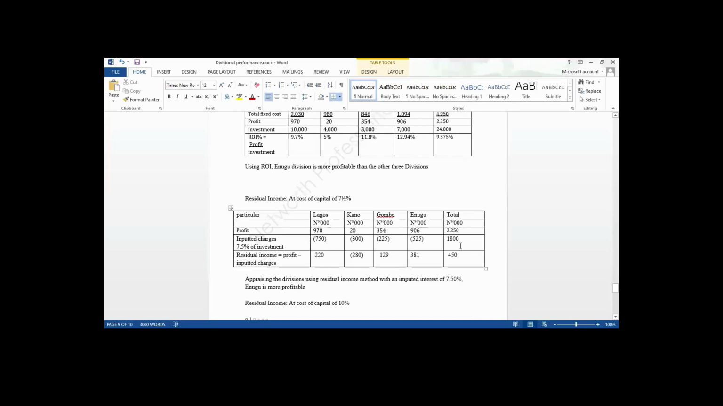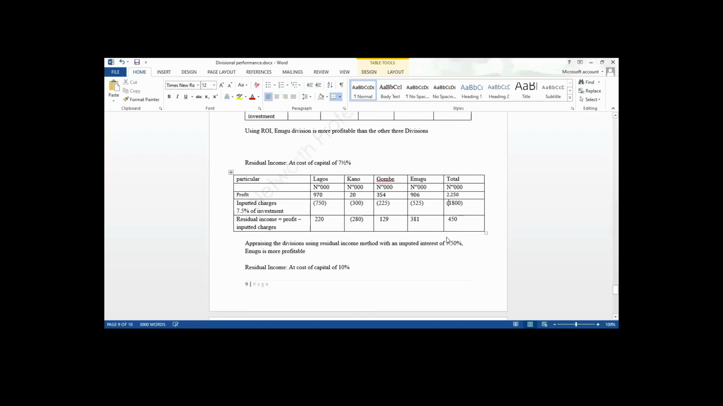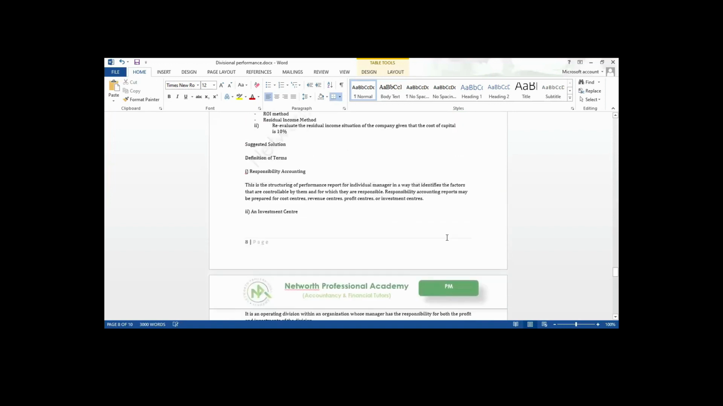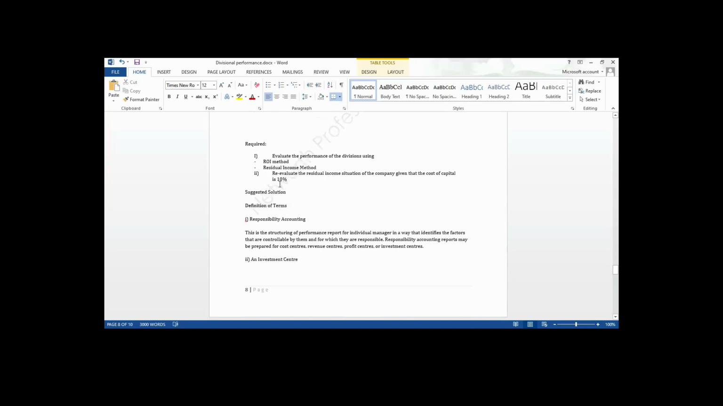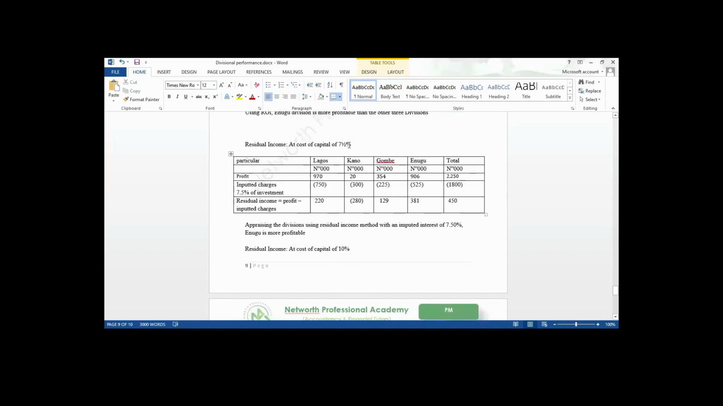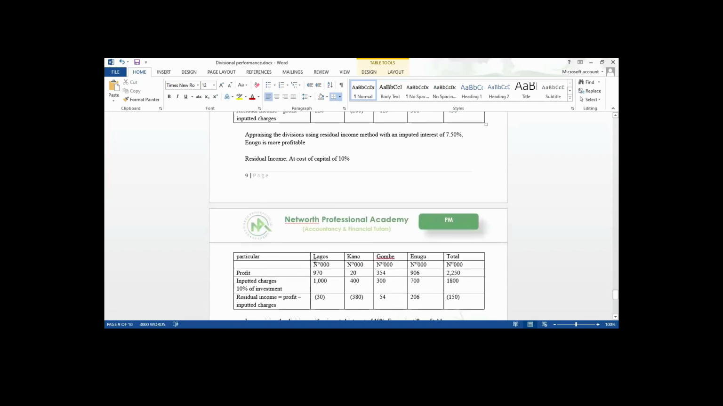Next is also in brackets. Look at the next question. Reevaluate residual income situation of the company, given that the cost of capital is 10%. They just change it. Remove 7.5 now. Make it 10%. Cost of capital 10%. Compute.